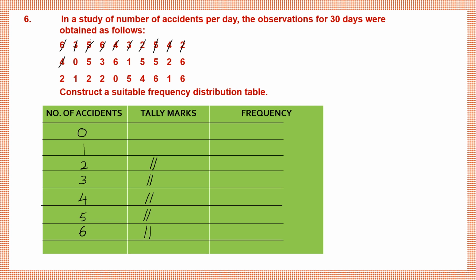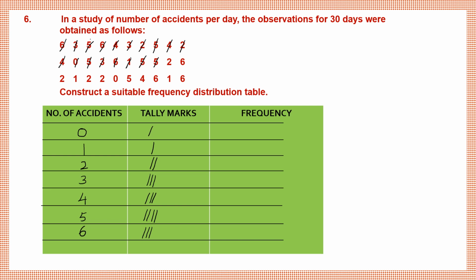Now second row 4. Continue in the same way. Draw the tally marks 0. So there's 1 for 0 now. 5, 3, 6. Then it's 1. Then 5. 5 again. Okay, now this is the fifth tally mark.